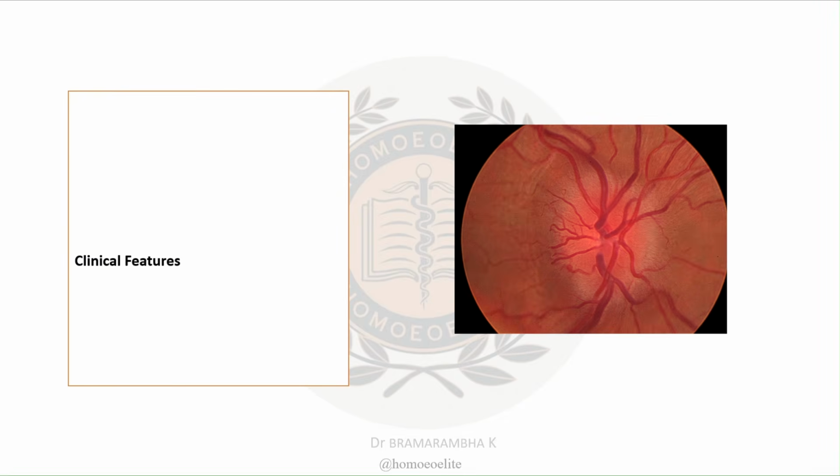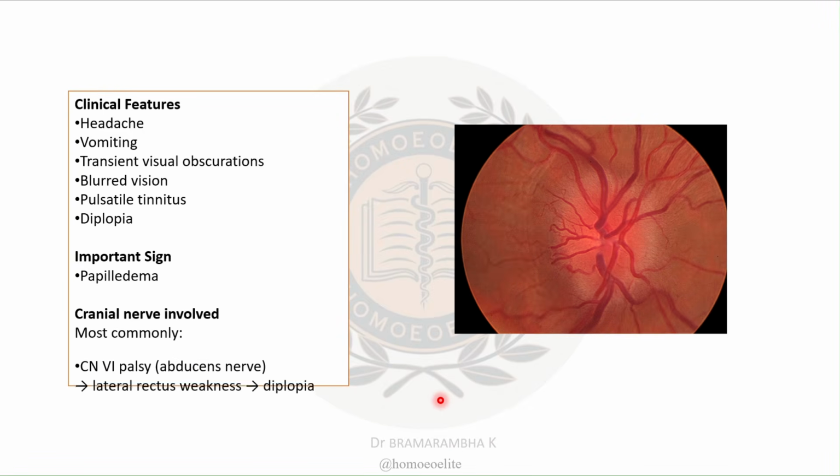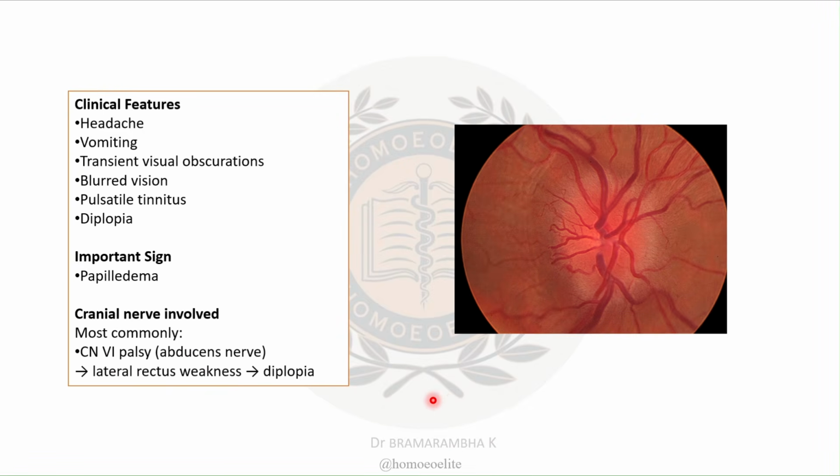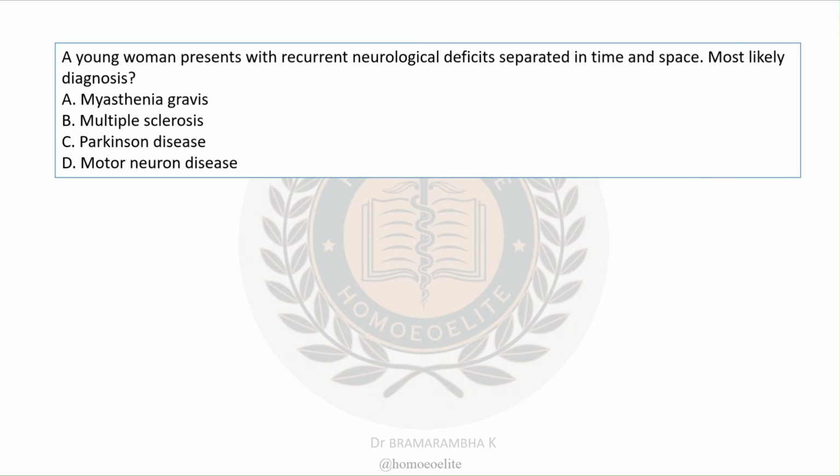Clinical features: mainly headache, vomiting, transient visual obscurations, blurred vision, pulsatile tinnitus, diplopia. The important sign is papilledema. So this is an image of papilledema. Cranial nerve involvement most commonly is the abducens nerve, that is cranial nerve 6. Lateral rectus muscle weakness leads to diplopia. You can see here.